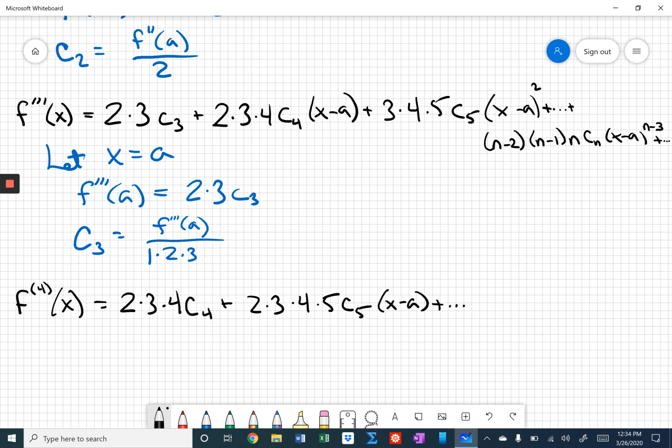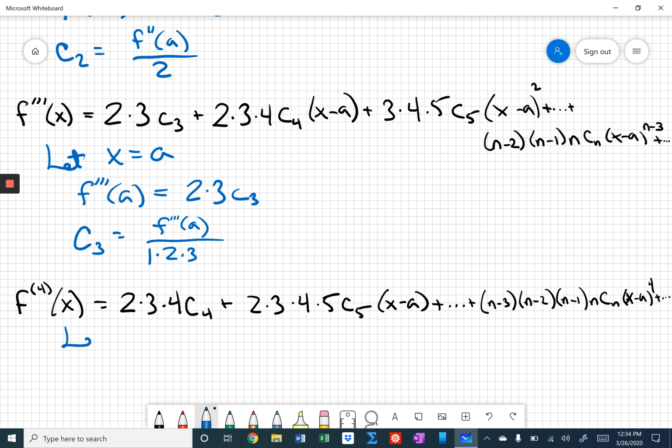I'm not even going to do the next term here. I'm running out of space anyways. Let's just get to the general term. So n minus 3 times n minus 2 times n minus 1 times n times c sub n times x minus a to the fourth plus dot dot dot. Barely squeeze onto the screen there.